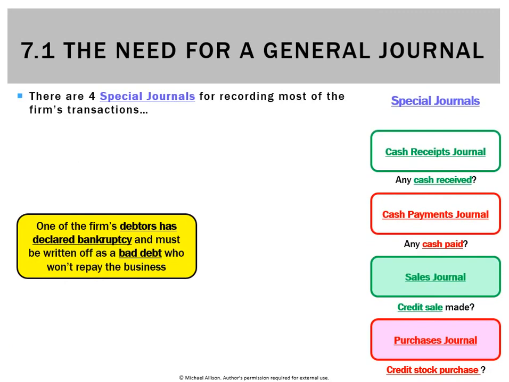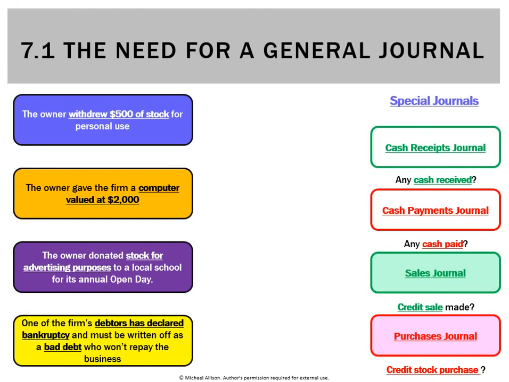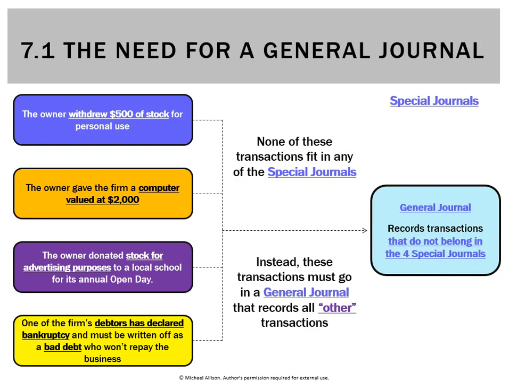Finally, one of our debtors has been declared bankrupt and must be written off as a bad debt. It just doesn't fit in any of those journals. So if those transactions can't go in any of the 4 special journals, we need another journal called the general journal to record them. The general journal's purpose is basically to record transactions that just don't belong in any of the 4 special journals.